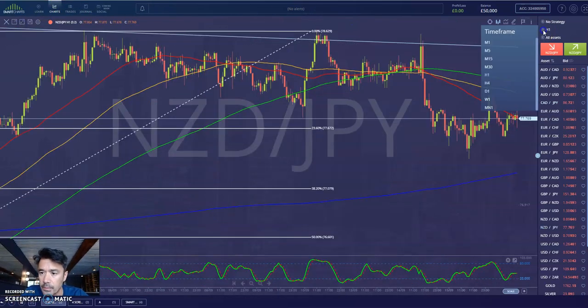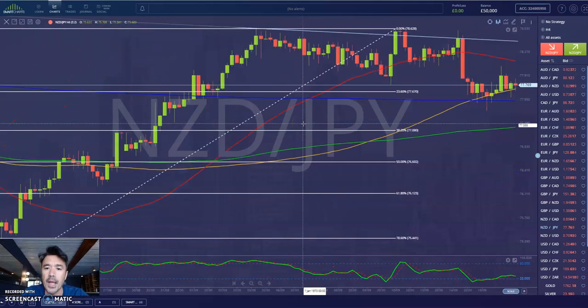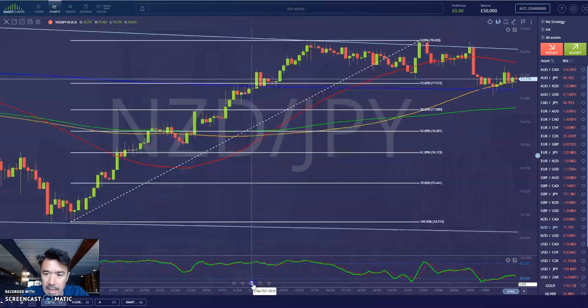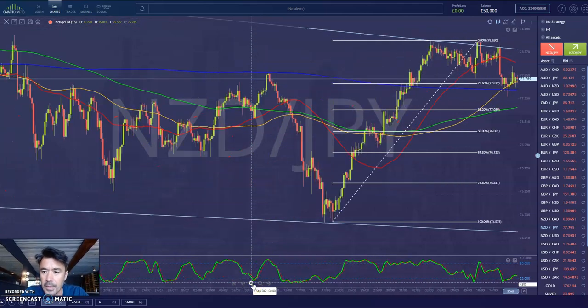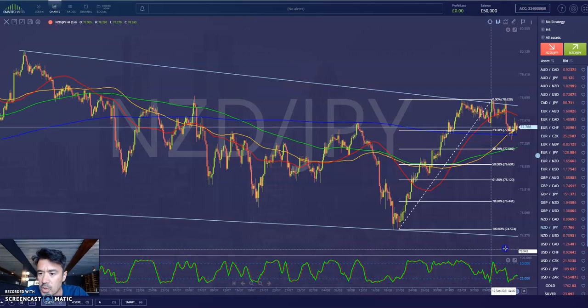4-hour chart, I think, is what I want. 4-hour chart, there we go. Right, now we should be able to see the channel a little bit more clearly. There we go, as you see, just rejecting it. I talked about some support around 77.70, 77.60, and actually we've sort of hovered.